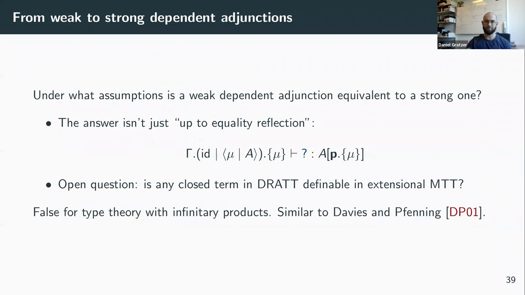This raises what I think is a fairly interesting question, though. If everything that we care about is actually a strong DRA or just a normal DRA, is it possible that weak dependent adjunctions are somehow equivalent under some additional assumptions? So a naive guess would be, if you throw in equality reflection, do they become equivalent? And unfortunately, the answer is no. So I've produced here a sequent which is provable in DRAT and isn't provable within MTT. So even with equality reflection, you just can't fill this in.